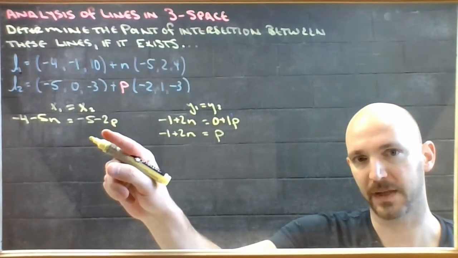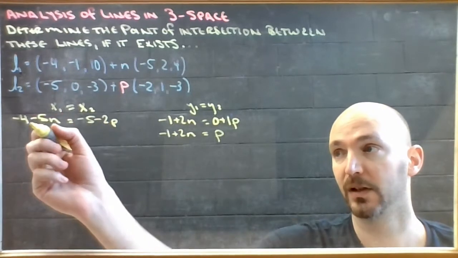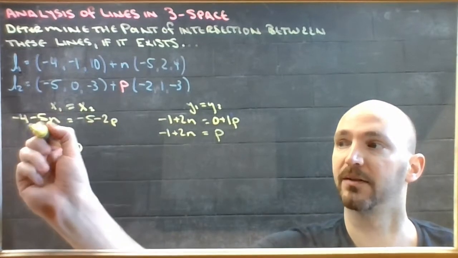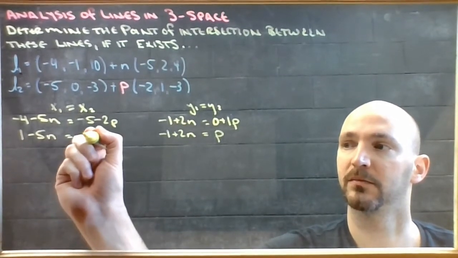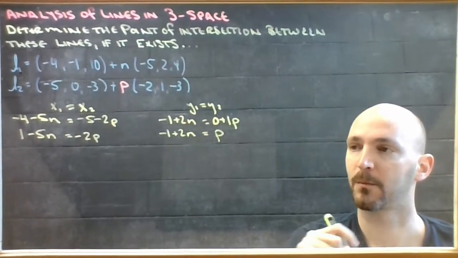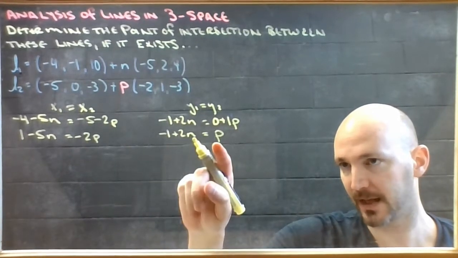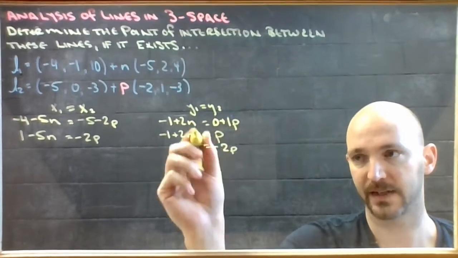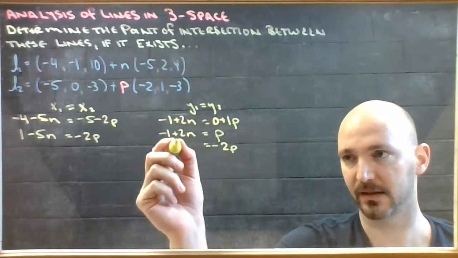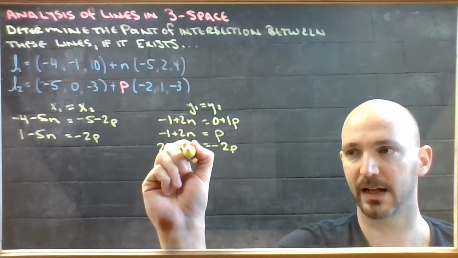I'm going to try and get the p's by themselves here. So I'm going to take this -5 and kick it over. -4 plus 5 would be 1. And I have -2p's here. I could make this -2p if I doubled everything and switched the sign. So double this and switch would be 2, and that would be -4n.